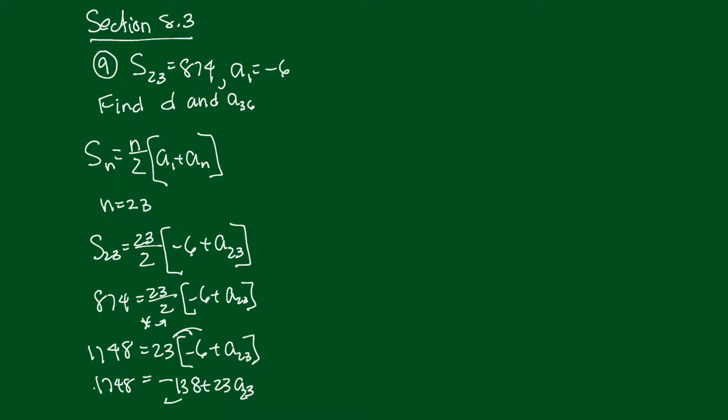Okay, let's add that to both sides. So I'll do it right up here. So I'm going to have the 1748 plus the 138. That's equal to 23 times the 23rd term. Okay, let's just divide here. All right, so I'm going to divide. So I'm going to get 1748 plus 138 divided by 23. There's our a sub 23.